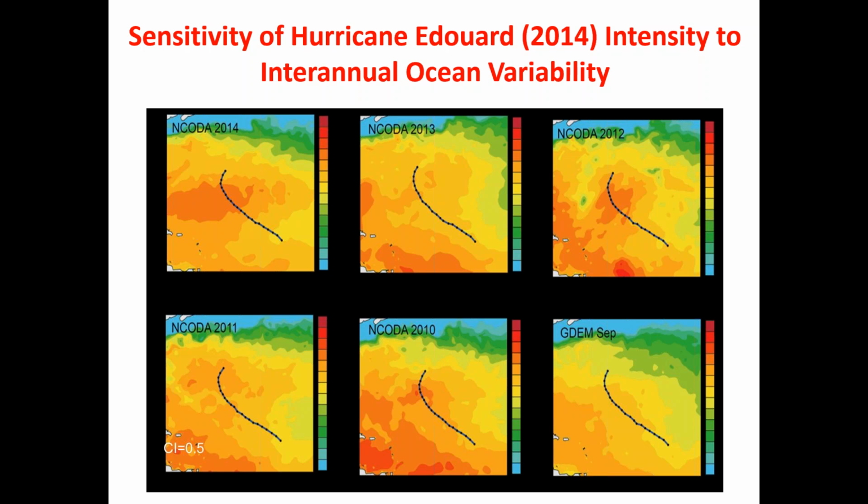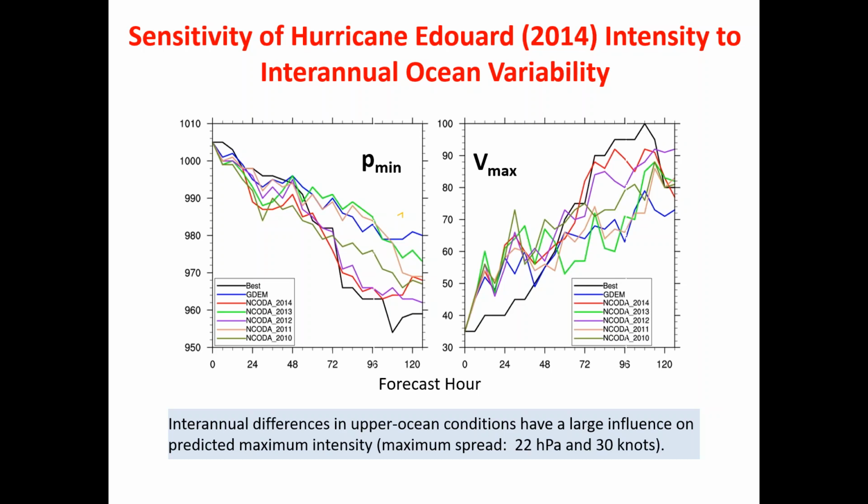So the question is now, how much does this difference in initial ocean state make to forecasts where we hold the atmosphere constant? And these are the results for minimum pressure on the left and maximum wind speed on the right. The black curve is the best track, the observed intensity evolution of Edward. The blue curve is the climatology, and since the ocean was much warmer than normal, the climatological initialization led to a weak storm.